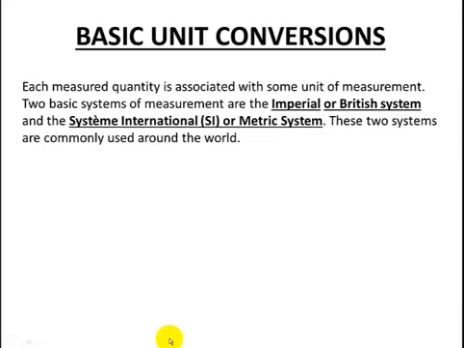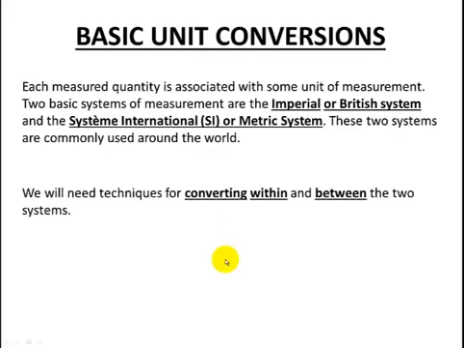So each measured quantity is going to be associated with some unit of measurement, and there's two basic systems of measurement that are currently in use: the imperial or British system and the Système International (SI), or what we commonly refer to as the metric system. Now we will need techniques for converting within and between these two systems, because most of the companies that we deal with are either in North America or could be worldwide. So we will be dealing with both systems.